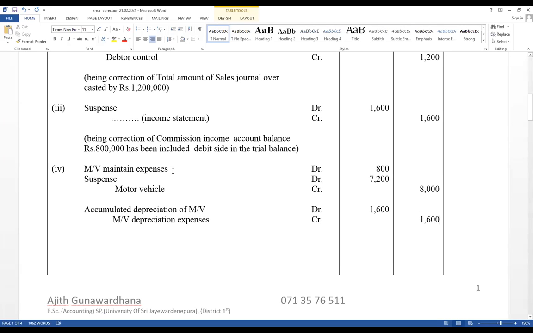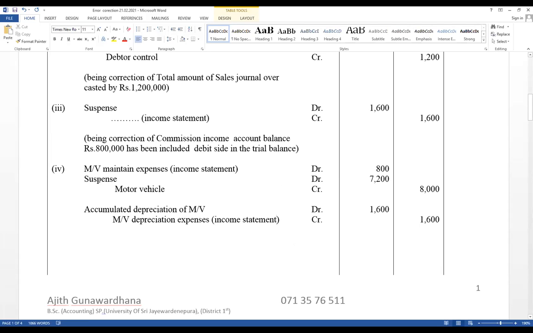Now think about the motor vehicle maintenance expense. If an income or expense account is given, profit is already calculated, so you have to write it as an income statement item. Think about the correction of double entry. If it affects an income or expense, you write it as income statement. And the motor vehicle depreciation expense account credit is also an expense account, so it goes as income statement.